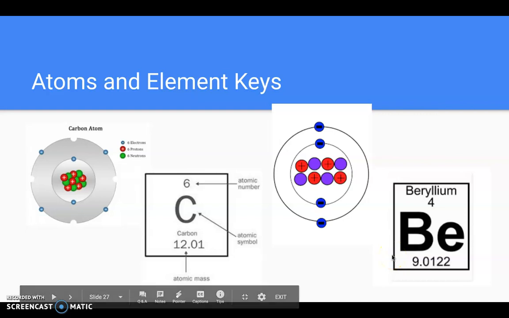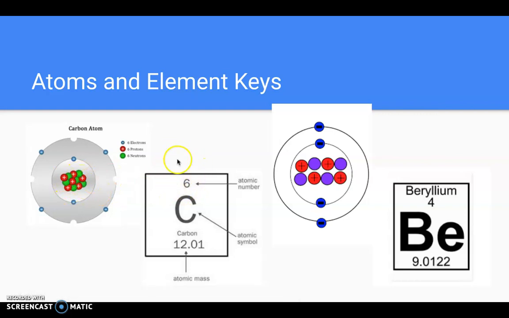Okay, so if you took a close look, you might notice, hey, look, the same amount of protons matches the atomic number. So there's 6 protons here. Carbon's atomic number is 6. There's 4 protons in this model. Beryllium has an atomic number of 4. That is because the number of protons determines the element that we are dealing with.